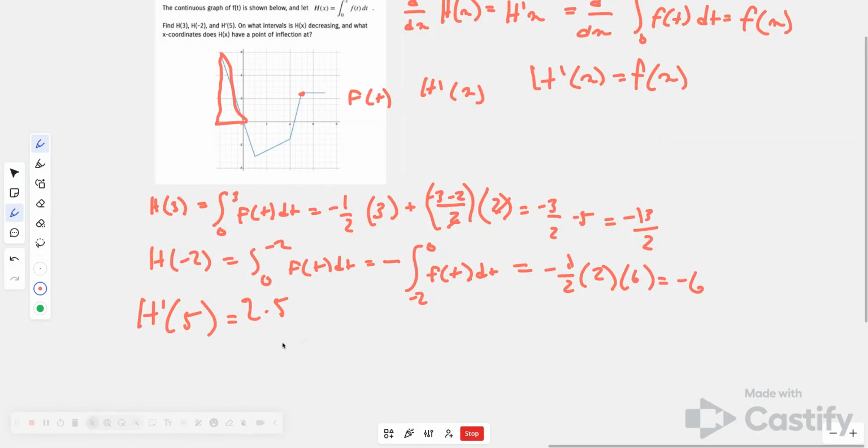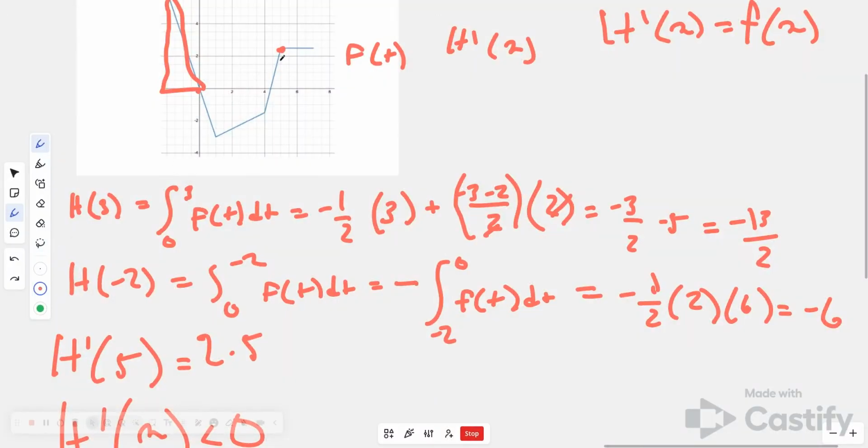So the next part is finding on what interval h of x is decreasing. So h of x is going to be decreasing where h prime of x is less than 0. So on whatever intervals h prime of x is less than 0 on this function, that's where h of x is going to be decreasing. So that is going to be from 0, and then there's another point over here but we have to find that because it's not clear on the graph.